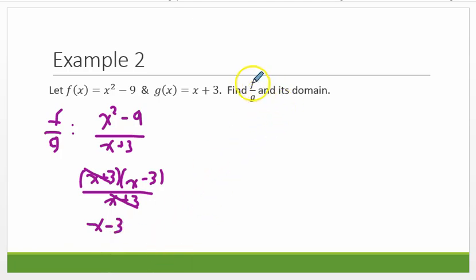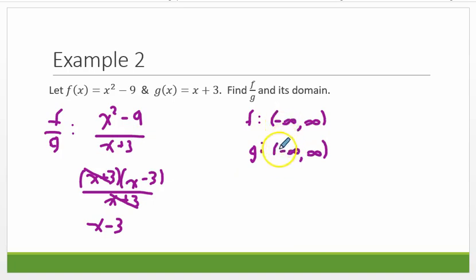Then we want to look at the individual domains for f and g. For f, my domain is all real numbers because again, I don't have any fractions and I don't have any radicals. So f allows every number possible. G's domain allows all real numbers because I don't have any fractions and I don't have any radicals. So if I was just looking at this, I would think that my domain for f over g is going to be all real numbers as well.